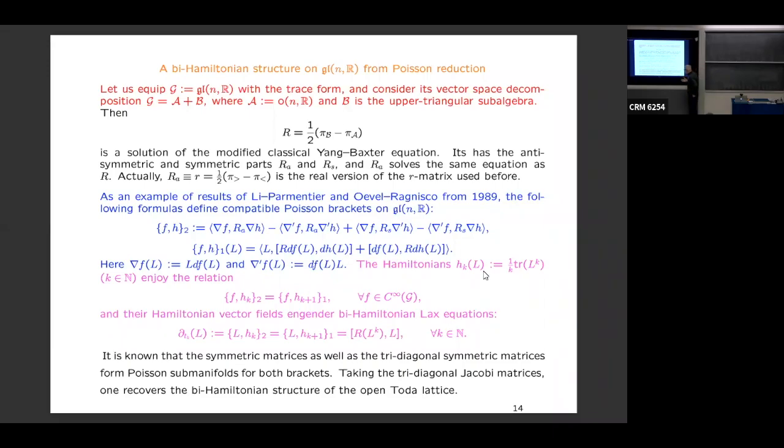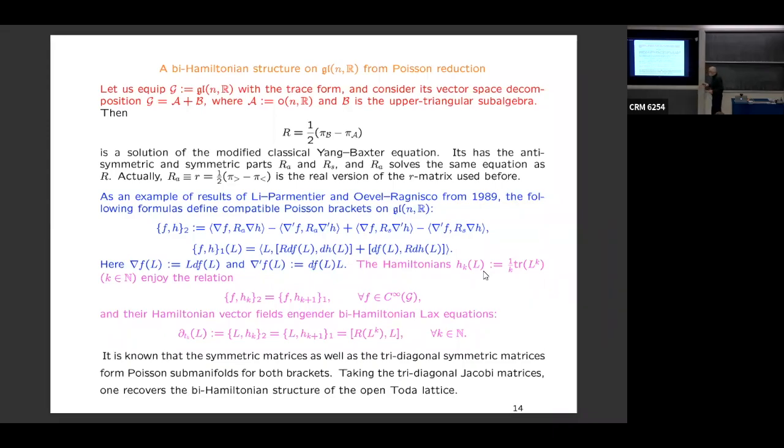It was shown by Oevel and Ragnisco that the symmetric matrices, as well as the tri-diagonal symmetric matrices, are Poisson submanifolds with respect to both of these brackets. So in this way, you obtain a bi-Hamiltonian structure for the so-called full symmetric Toda lattices, and also for the standard open Toda lattices. Those bi-Hamiltonian structures were known from other sources, but this is a kind of Lie theoretic construction.